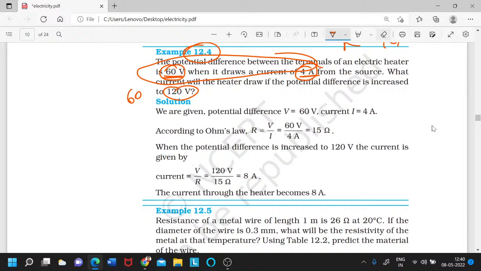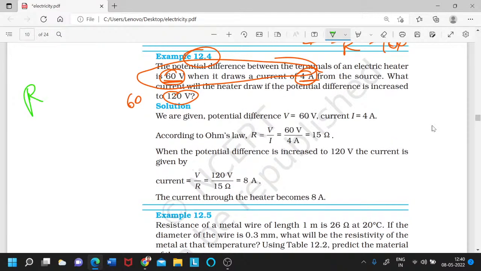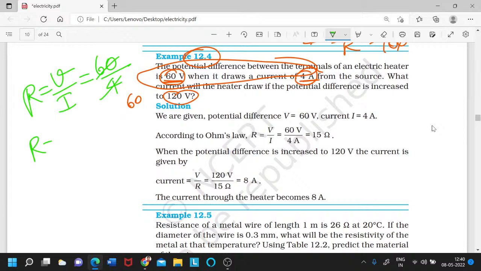Because here two voltages are given, you will easily get confused. So R is equal to, by Ohm's law, R is equal to V by I, because V is equal to IR. V is how much? 60. I is 4. So 15 ohms I'll get as the R.